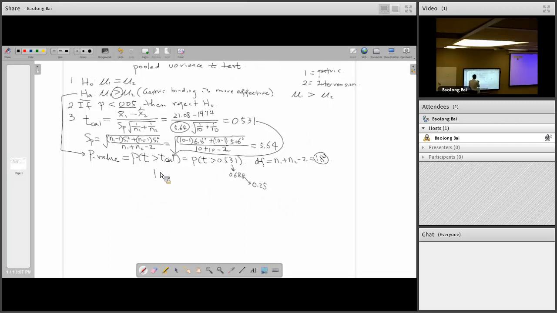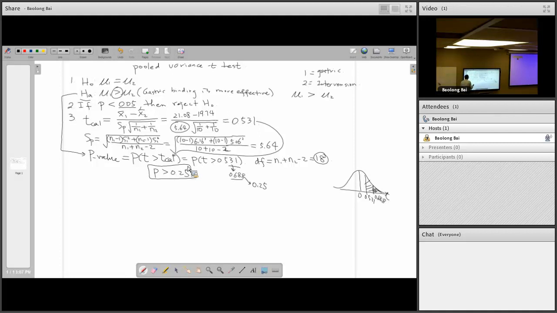So you realize your probability will be higher than this, right? Because remember, you have a t distribution centered at 0. This is 0.531. This is 0.688. If you're comparing the right tail probability, the 0.531 will have a bigger area than the other one because you cut off a bigger area from 0.531, right? So the p-value will be greater than 0.25, right?